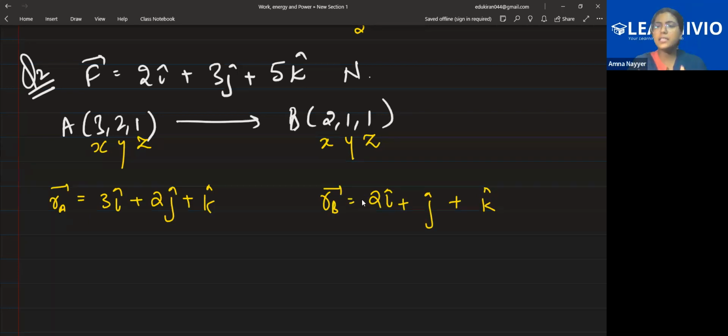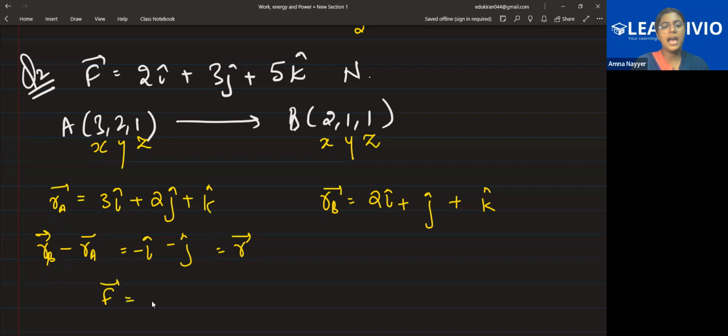Now displacement we want. How can we calculate the displacement? Final minus initial, right? Final is 2I cap minus 3I cap, so that means minus I cap. J cap minus 2J cap, that is minus J cap. K cap minus K cap is 0. So this is what we have: minus I cap minus J cap. And this is our position vector displacement.